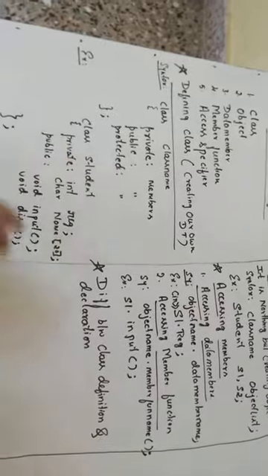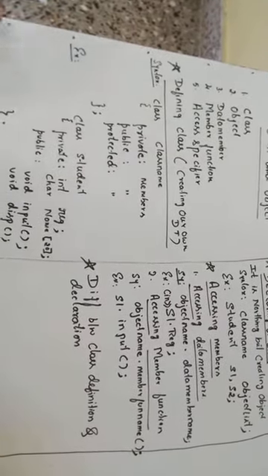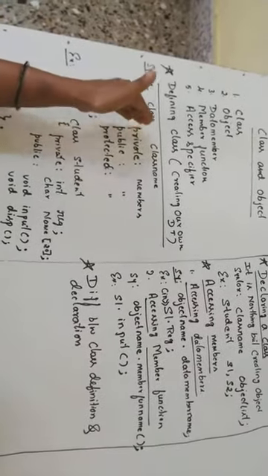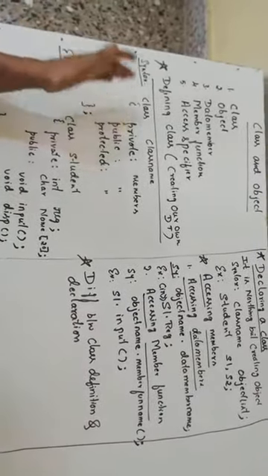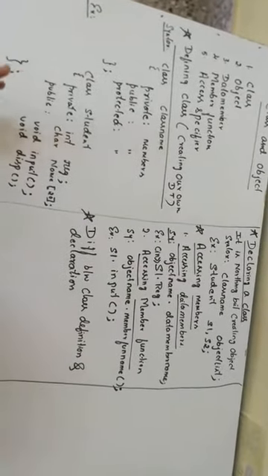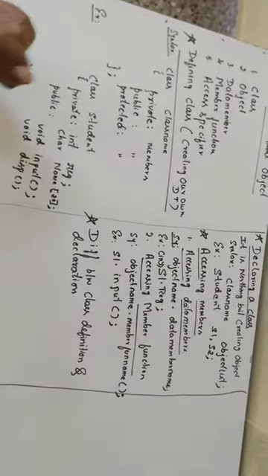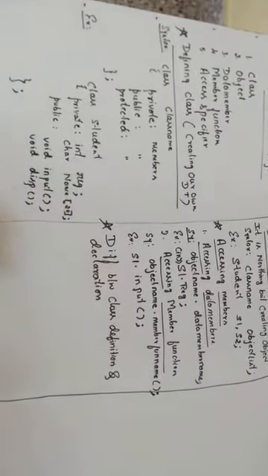It is accessed within the class, and it cannot be accessed outside. Private members cannot be inherited; protected members are inherited. Public members are also inherited. So what are the things you need to write under each access specifier? First thing is where it can be accessed, where it cannot be accessed, and whether it is inherited or not.